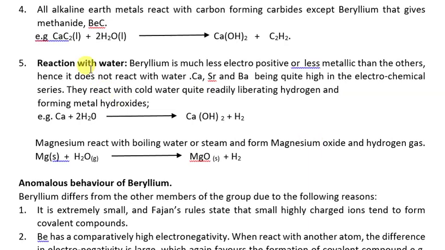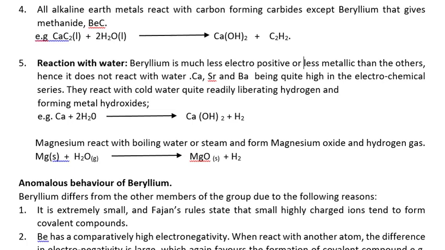For example, beryllium is much less electropositive or less metallic than the others, hence it does not react with water. Hiyo ni beryllium. Calcium na hao wengine watatu, being quite high in the electrochemical series, they react with cold water quite readily, liberating hydrogen and forming metal hydroxide. Wanatengeneza hydrogen pamoja na metal hydroxide.